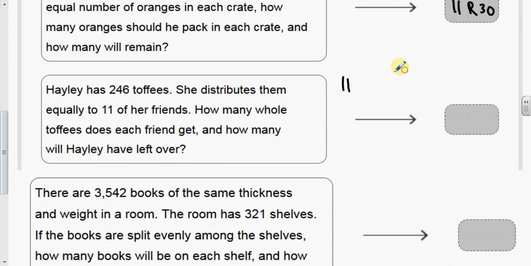So here, this is going to be 11 divided into 246. So that goes 22 times. 22 times 11 is 242. Draw a line and subtract. We have remainder 4. So this is 22, remainder 4.